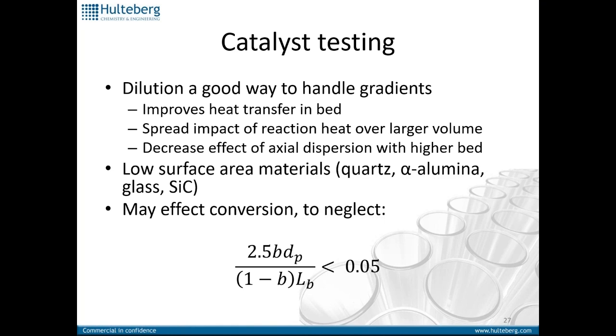And another thing that you have to make sure is that your material is inert so that it doesn't influence the reaction. We typically use low surface area materials, and in our case it's usually silicon carbide because it's also a great heat conductive material, but quartz, alpha alumina, and glass can basically do the same job. But we need to make sure that it doesn't affect conversion, and you do that by applying this relationship. So you take 2.5 times the dilution factor, multiply it by the particle diameter, then you divide it with the 1 minus, so this is the catalyst part, and this is the length of the bed. And if it's less than 5%, again, you can neglect the dilution.